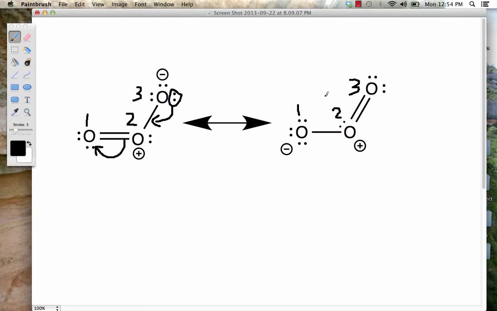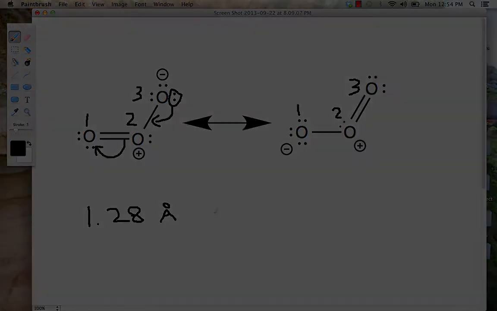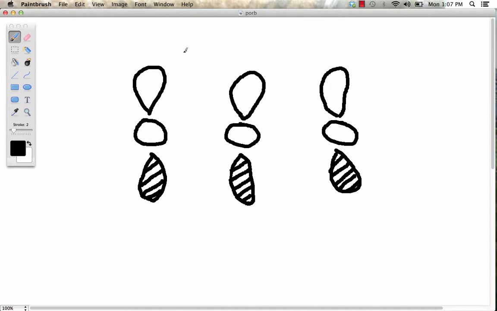This delocalization of charge and electron density explains why each bond length is approximately 1.28 angstroms. This is instead of having varying bond lengths for a single bond and a double bond. This is generally where Gen Chem leaves you as far as resonance goes.